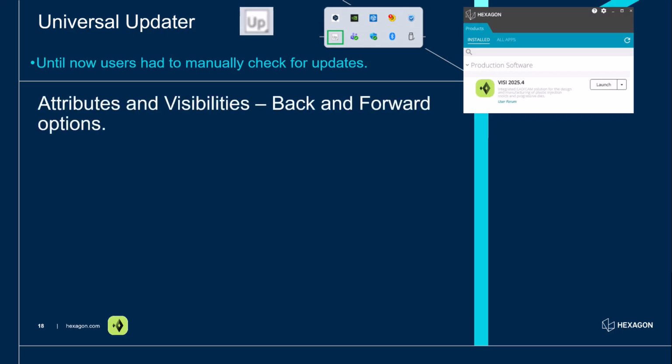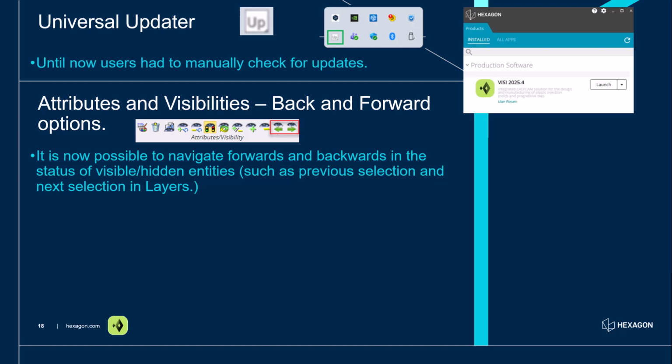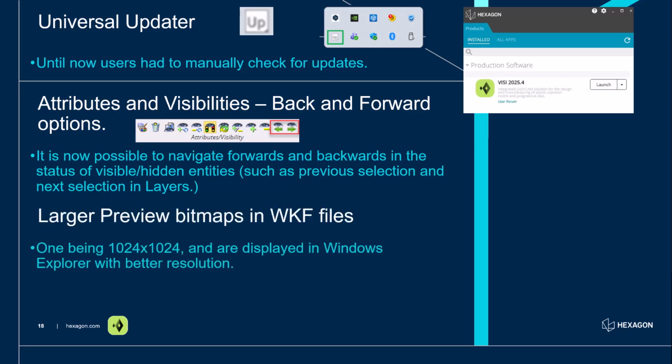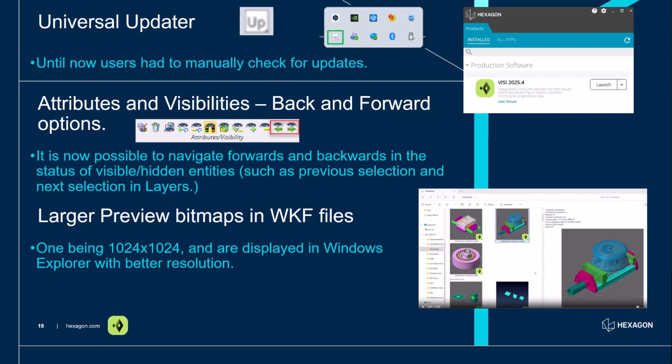So no longer are you relying on a manual email from us to let you know that there is an update. And within attributes and visibility, you now have a back and forward button to be able to go back and forward through the attributes and visibilities whenever you're hiding and enabling something within visibilities. And within large preview, under the File Explorer, it now shows a larger file preview of the file you're trying to open before you even open it.